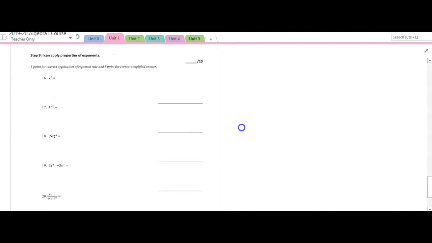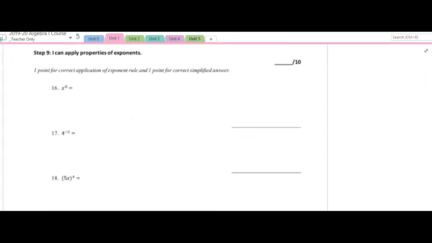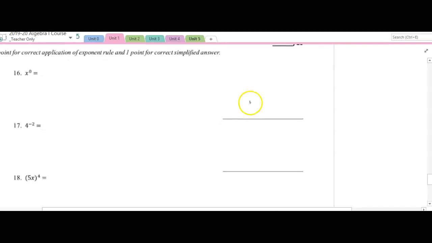The last thing we have to do is apply properties of exponents. Anything to the 0 power is just 1. Negative exponents prefer to become positive, so that 4 to the negative 2 moves to the denominator. We simplify and get 1/16.